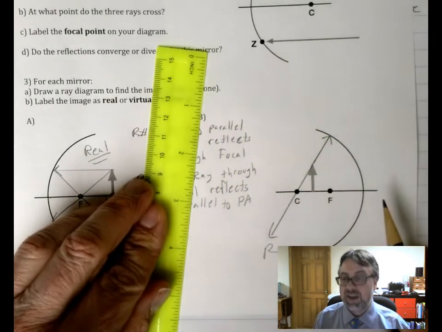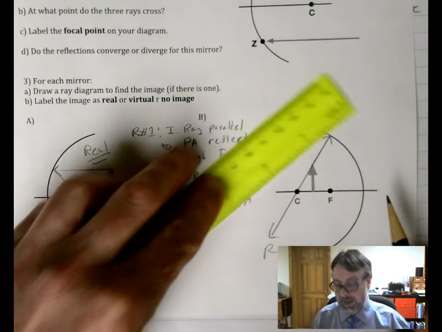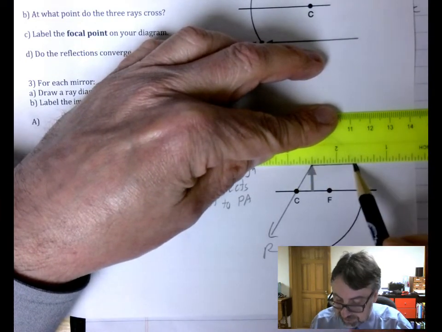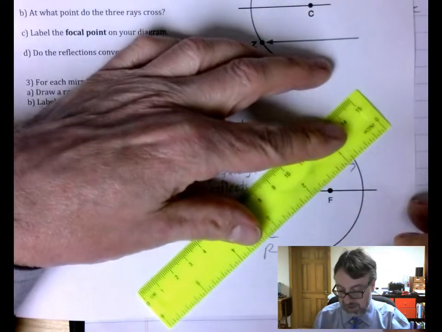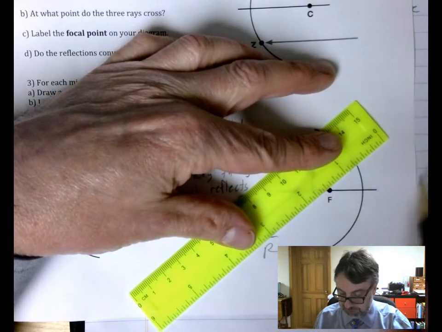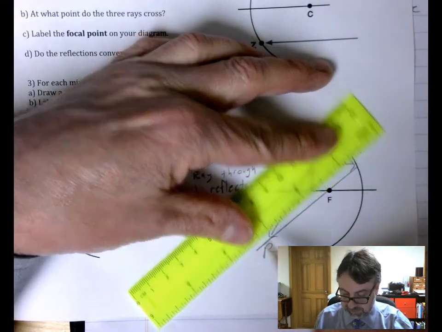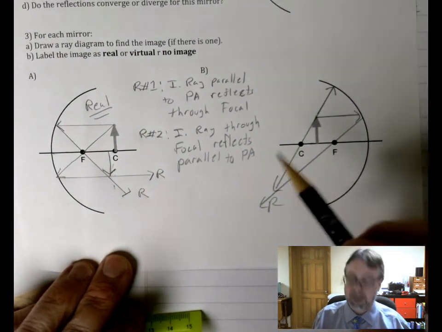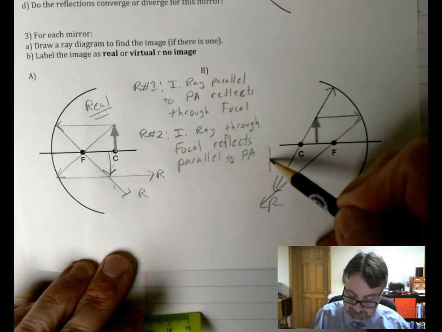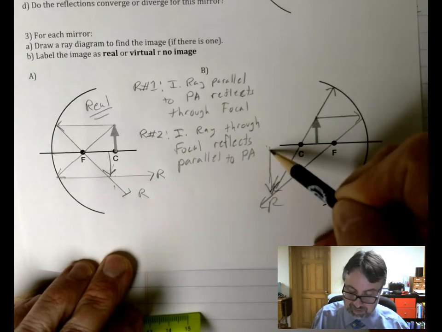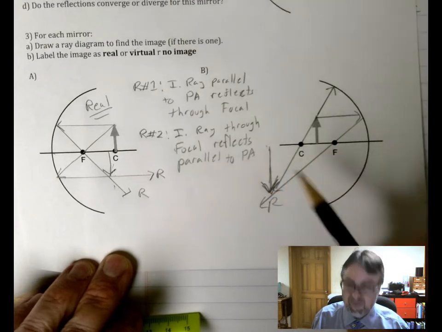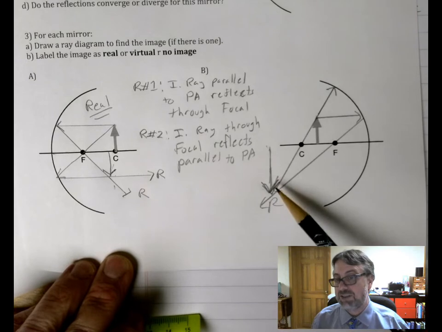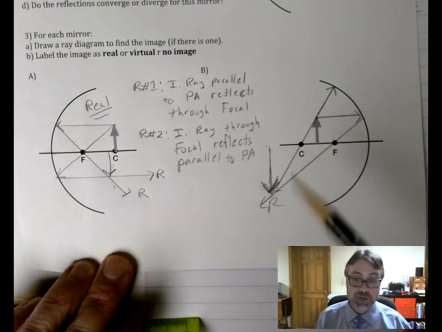And here's my reflection. And again, if I send light parallel to the principal axis, it will reflect back through the focal point. You'll actually see the reflections cross down here. So my image would be somewhere around here. Again, that's going to be a real image, but where this one was about the same size as the object, this one, of course, is larger. So there you go.